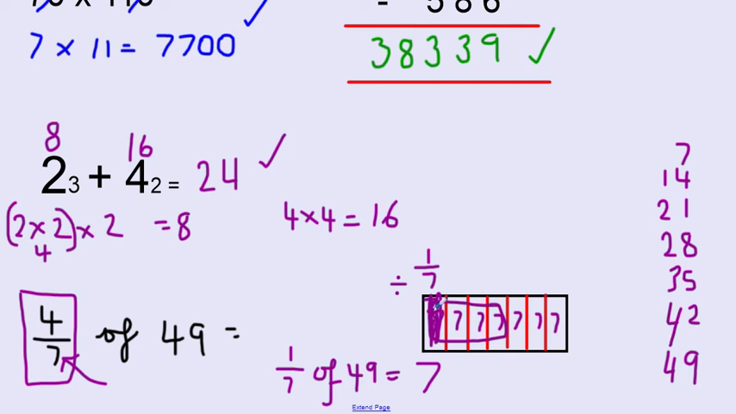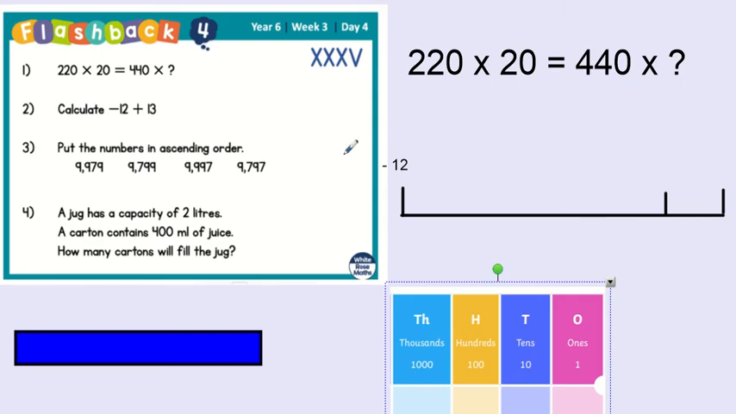So I know 7, 14, 21, 28. So hopefully you got 28. If you didn't, I hope that that short explanation helped. Right, let's have a look at your flashback questions then.